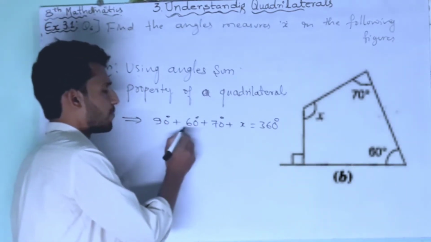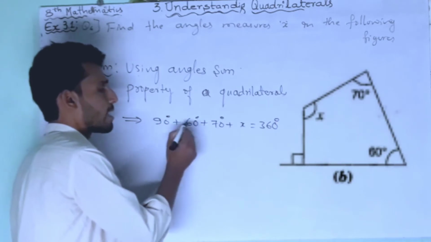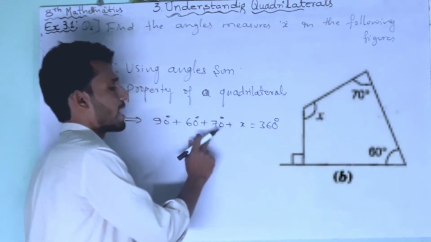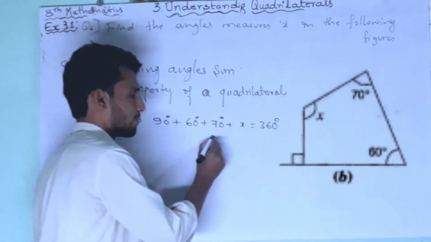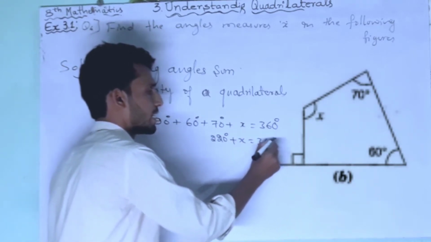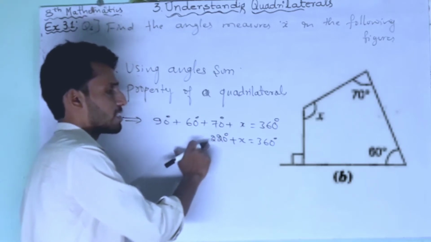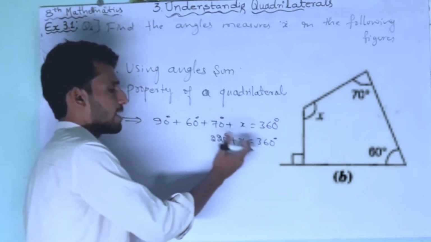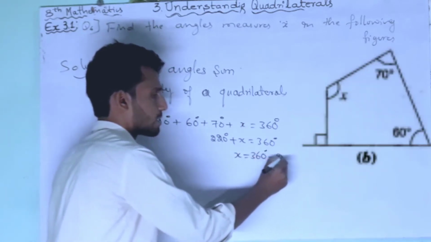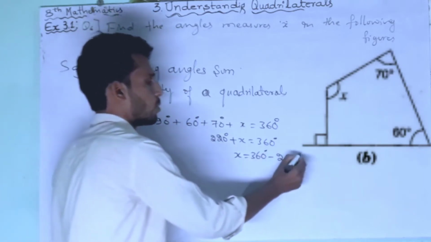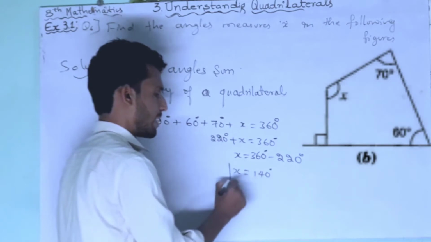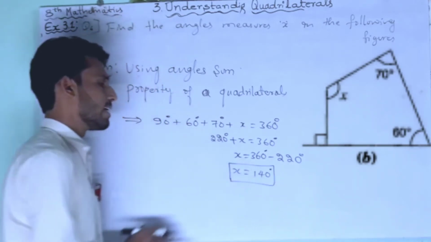Now when you add here, 90 plus 60 is 150, 150 plus 70 is 220 degree. 220 degree plus x is equal to 360 degree. Now when you transpose from LHS to RHS, it becomes negative. Now we can write x is equal to 360 degree minus 220 degree. When you do the subtraction, we get 140 degree. X value is 140 degree. This is the solution. Okay, dear student.